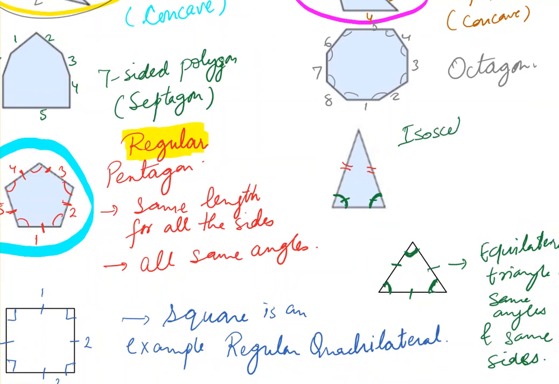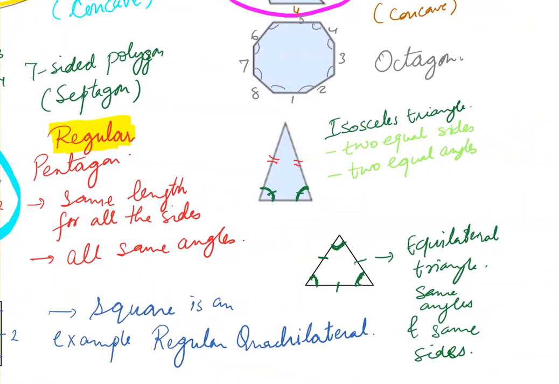So isosceles triangle, and the important property of this triangle is it has two equal sides and two equal angles. You should be able to know which two angles are equal by just looking at the triangle. In this case, the angle opposite to this side is this angle, and the angle opposite to this side is this angle. So the angles opposite to equal sides are equal.